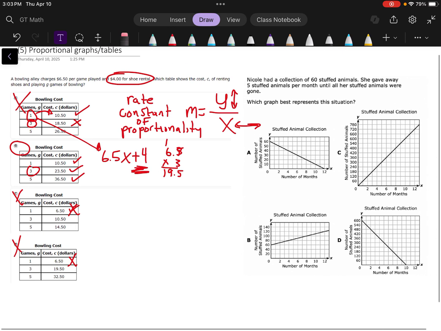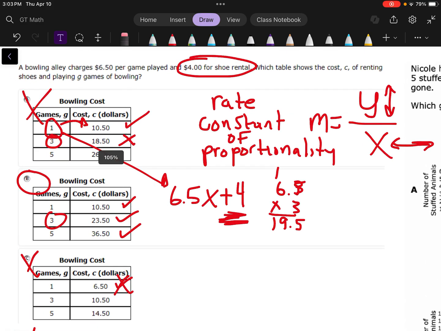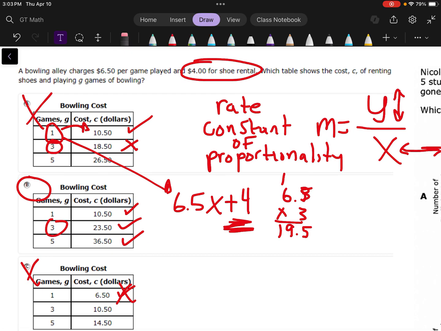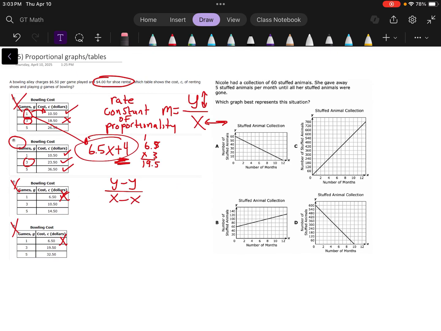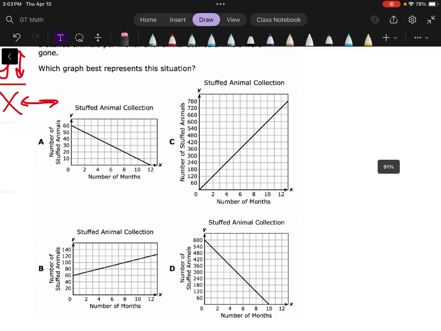So the way we did that was we plugged in our points and we checked. That's one way to do it. We also talked about the other way, on a proportional one you just divide y over x. 10.50 divided by 1. Well, actually, this one's not proportional. But the other way is simply y minus y over x minus x. That one's going to take a little bit more time, but when you have the equation, you don't need to do that.